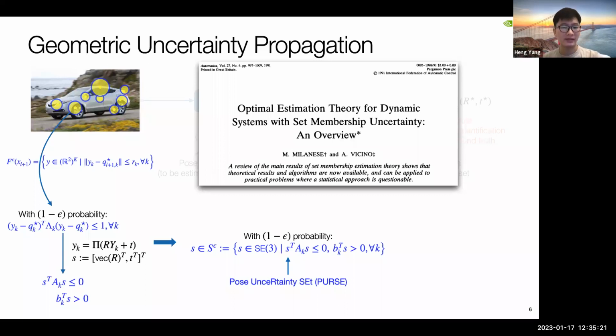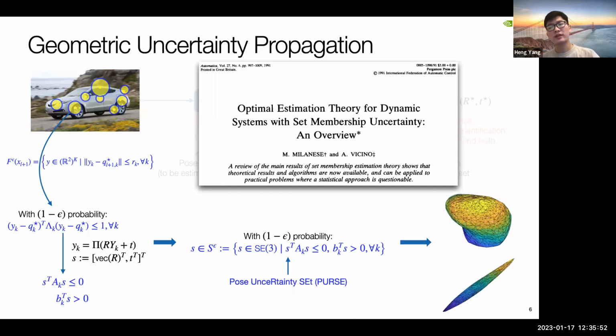That is a subset of SE3 that satisfies these k quadratic inequalities and k linear inequalities. So that's what we call a pose uncertainty set. Because these inequalities are direct reformulations, we have not done any relaxation here, so we will be able to maintain the 1 minus epsilon probabilistic guarantee. Basically, we can guarantee that the ground truth pose lies within my pose uncertainty set with 1 minus epsilon confidence.